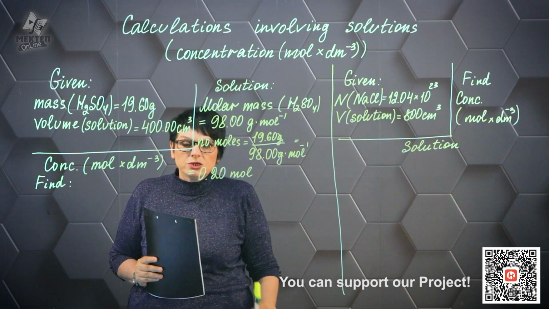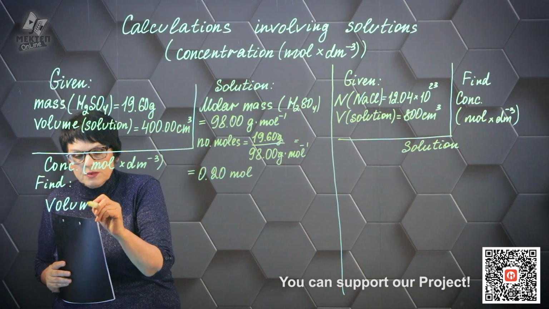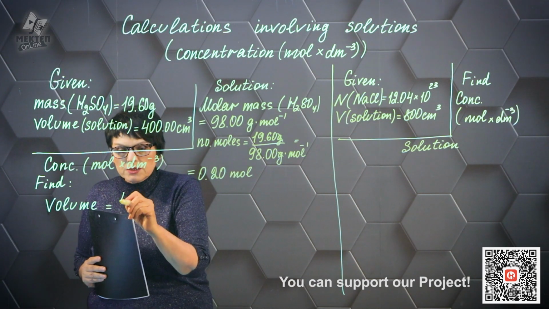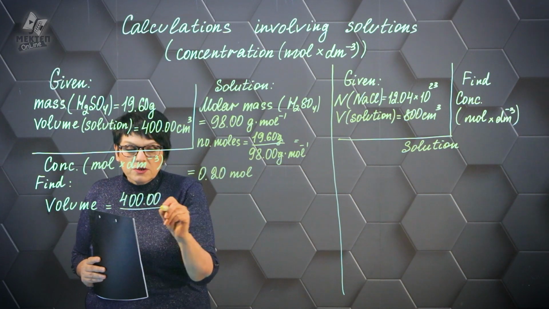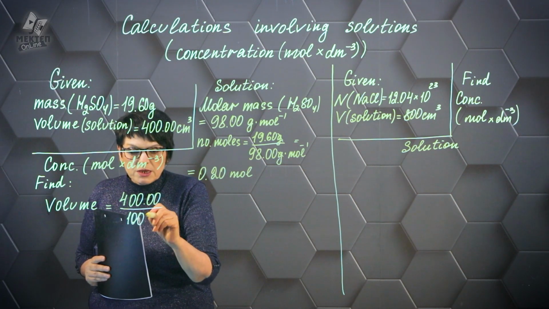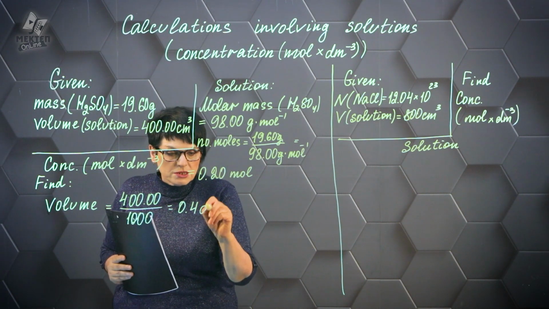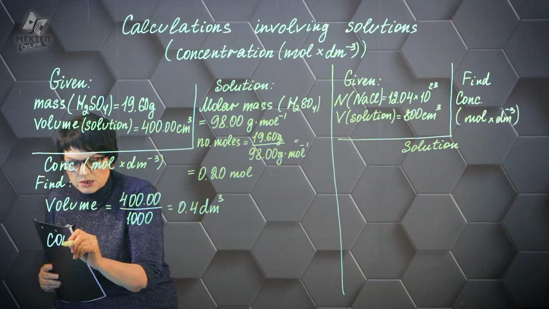and it is given in centimeters cubic, so we need to convert the volume of our solution into units of decimeters cubic. To do that, we're going to divide 400 centimeters cubed by 1,000. It turns out that it will be 0.4 decimeters cubic. Well, now it won't be difficult to find the concentration.